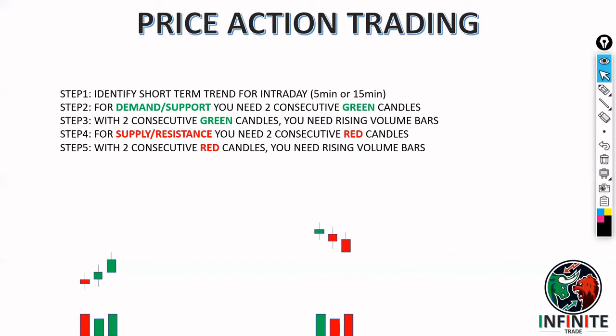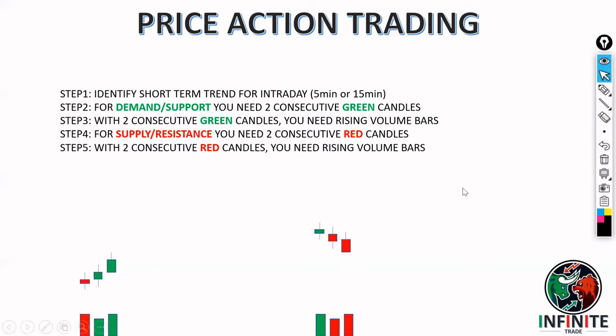Step 2, we need to identify a support. Once you get that support, you know this is the place where I need to go long. What you need for a support is 2 consecutive green candles. Listen to each and every word I'm saying here carefully, because that is going to help you understand the concept properly. You need 2 consecutive green candles, and with these you need rising volume bars. Similarly for resistance, we need 2 consecutive red candles with rising volume bars.